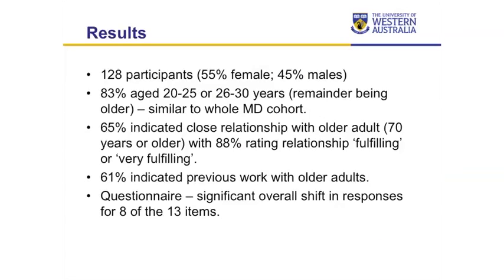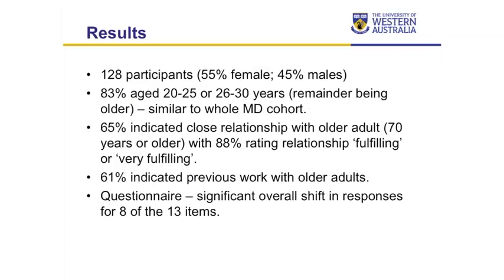The results were that we got a sample that was quite similar to that of the whole cohort, with 55% female, 45% male, and mostly between the ages of 20 and 30 years. 65% already had established a close relationship with an older adult, and that was quite fulfilling for them. And 61 had indicated previous work with older adults, which was not surprising since it's graduate entry now. Some of them have already been allied health professionals.